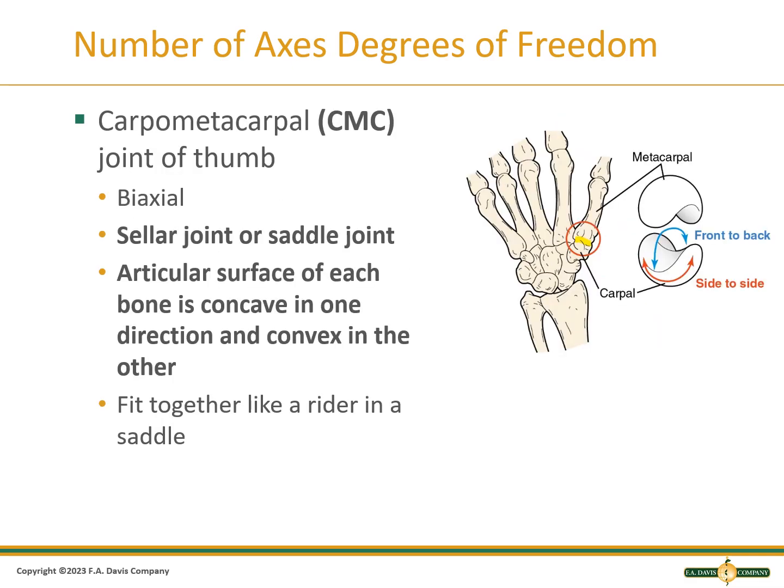The CMC of the thumb is a special biaxial joint that is shaped like a saddle. This sellar joint has bone that is a concave surface and a convex surface on the same side of the joint, depending on how the joint's moving. So as you can see in the picture here, the CMC of the thumb is shaped like one saddle on top of the other, allowing for things to fit together like a rider in a saddle.